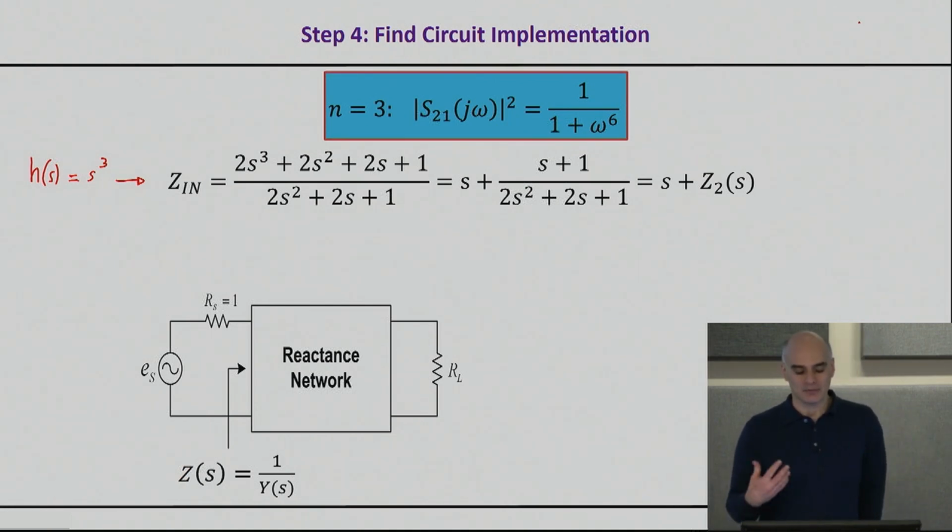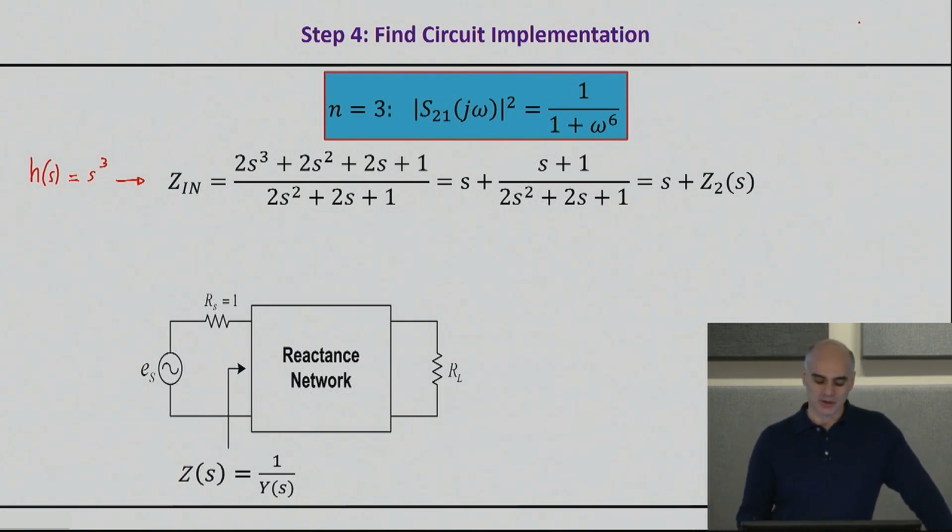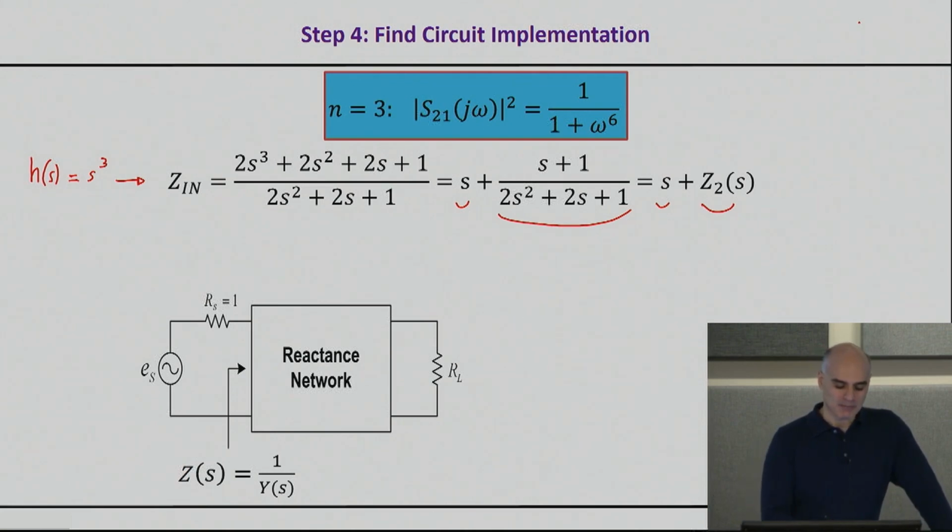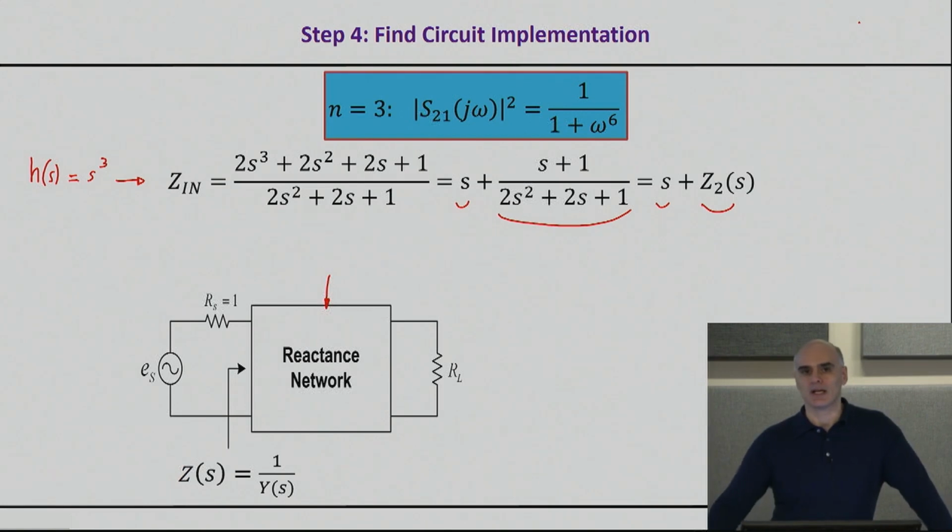Now here we have to start progressing step by step, because what we realize is that we have to implement this transfer function, and the numerator is one degree higher than the denominator, so I can divide the two polynomials, and I will have s plus this polynomial here, or s plus another impedance Z2. So if I look from a circuit perspective, what I'm implementing is a reactive network between my load and my source, and I'm working in the normalized domain at this point.